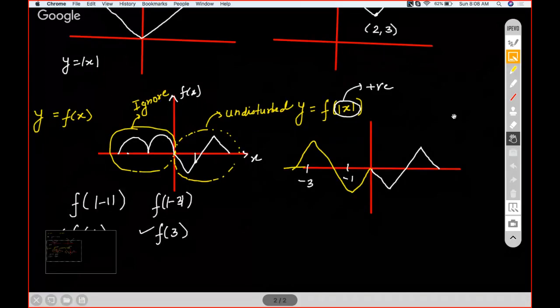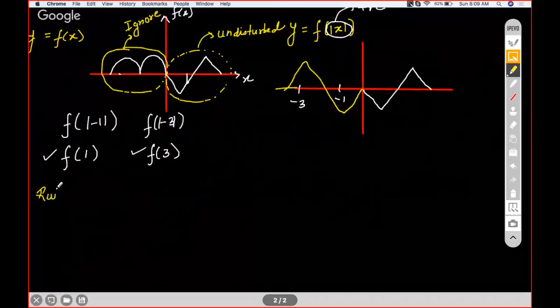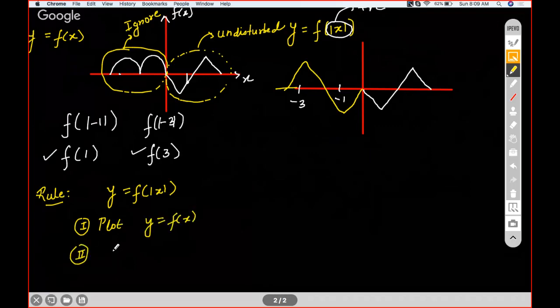Therefore, the rule here is, let me write down the rule for you. The rule is, if you want to plot the graph of y is equal to f of mod x, then the first step is to plot the graph of y is equal to f of x. The second step is, don't disturb the part of the graph on the positive x-axis.